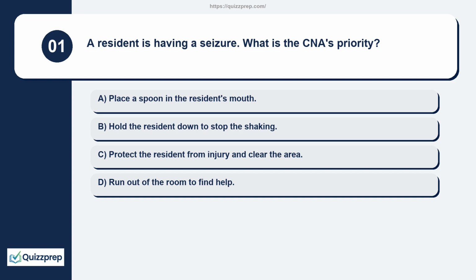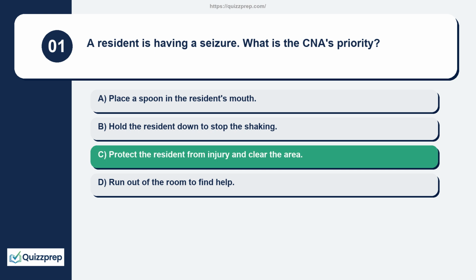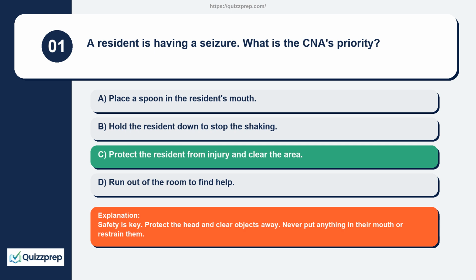Question 1. A resident is having a seizure. What is the CNA's priority? Place a spoon in the resident's mouth. Hold the resident down to stop the shaking. Protect the resident from injury and clear the area. Run out of the room to find help. Safety is key. Protect the head and clear objects away. Never put anything in their mouth or restrain them.